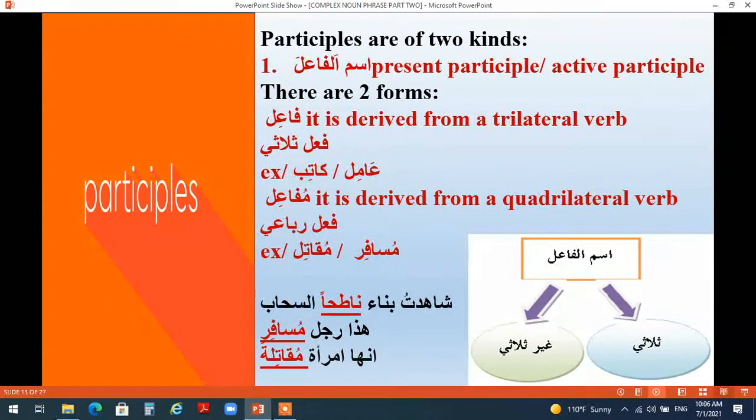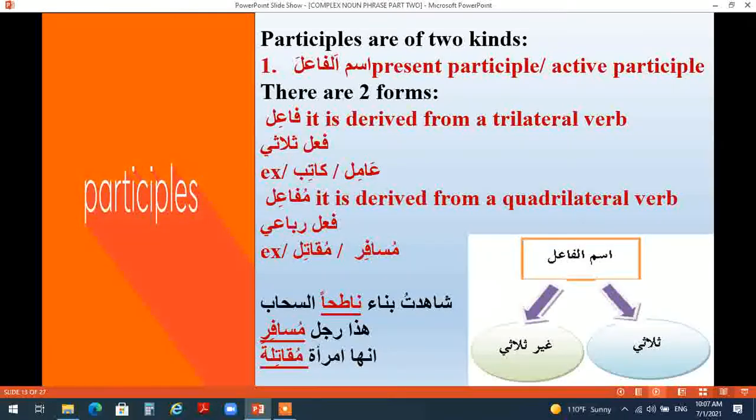أما أن يكون على وزن فاعل it is derived from a trilateral verb يكون مشتق من فعل ثلاثي، فنقول مثلا عامل كاتب من عمل وكتب. أو أن يكون على وزن مفاعل بأن نضم الحرف الأول ونضع كسرة على الحرف ما قبل الأخير when it is derived from a quadrilateral verb حين يكون مشتق من فعل رباعي. مثلا مسافر مقاتل. إذن بهالحالة أصبح لدينا اسم فاعل. فلاحظ أن اسم الفاعل أما أن يكون مشتق من فعل ثلاثي أو من فعل غير ثلاثي.